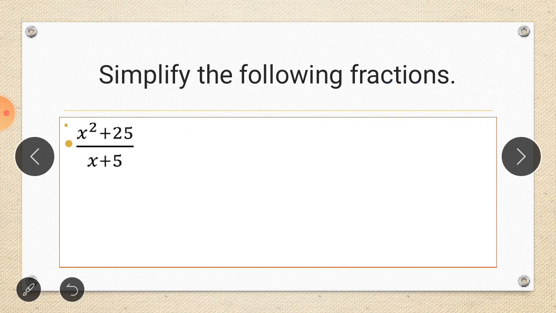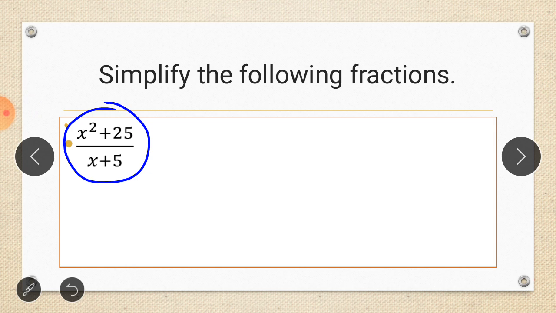Okay. Another example, x squared plus 25 over x plus 5. Okay, so in this given, x squared plus 25 over x plus 5, there's no common factor for x squared and 25. So therefore, this is the final answer.